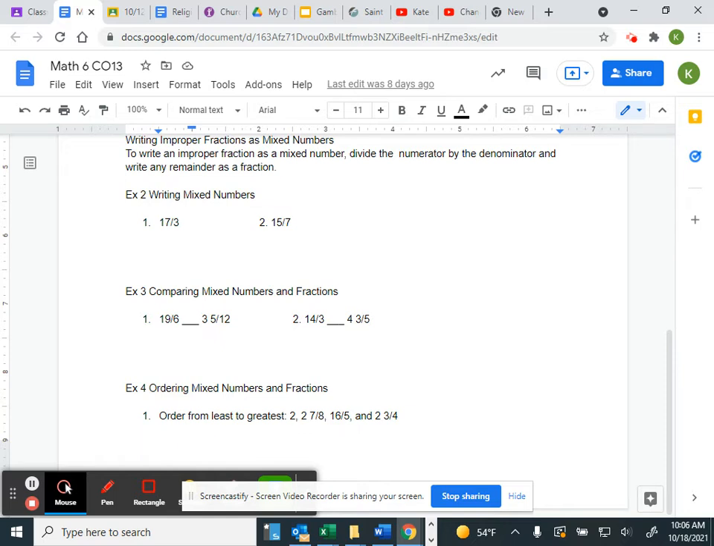You could look to see, should I do mixed numbers or should I do improper? Mixed numbers gives us smaller numbers. So you're going to want to look at those mixed numbers. So if we have 19/6, what mixed number would 19/6 be?